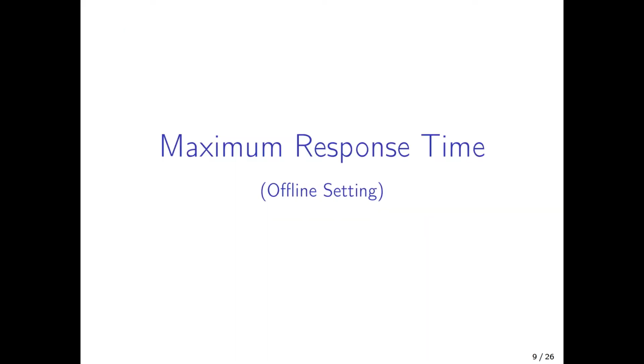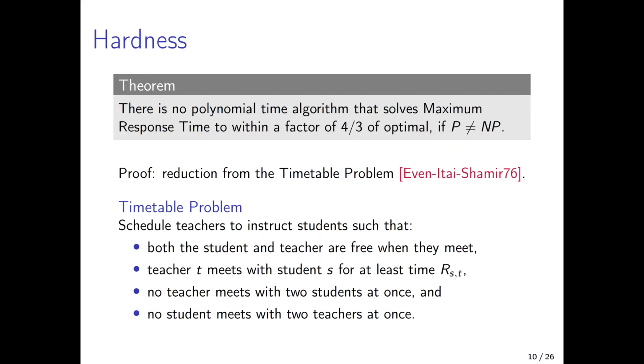We first consider the maximum response time objective in the offline setting. Our first result is showing that maximum response time is hard to approximate to within a factor of 4/3, assuming P is not equal to NP. The proof is by reduction from the timetable problem, shown NP-hard by Even, Itai, and Shamir.